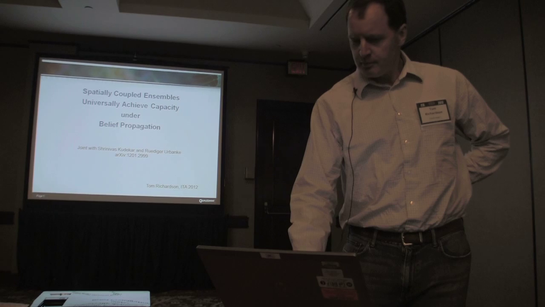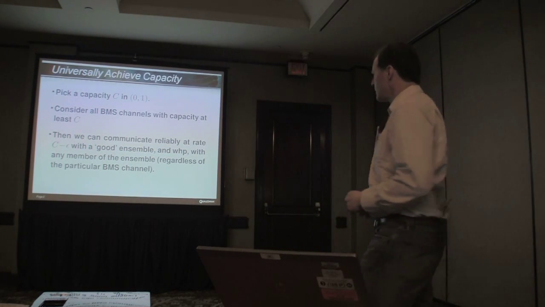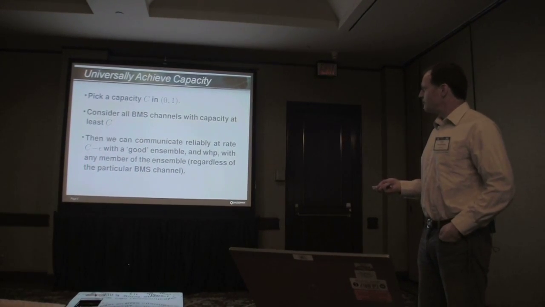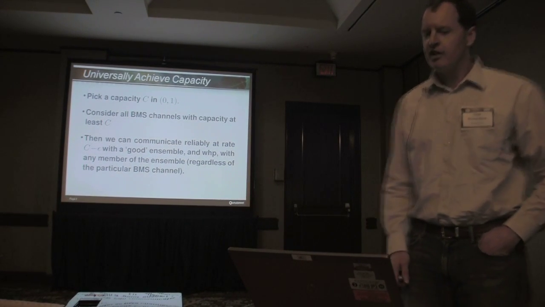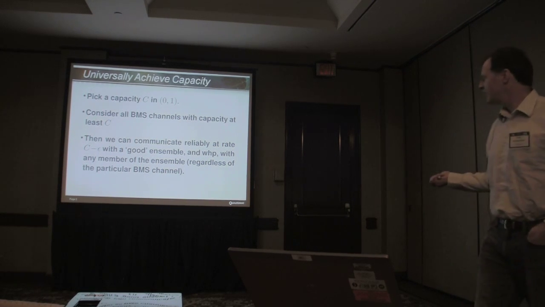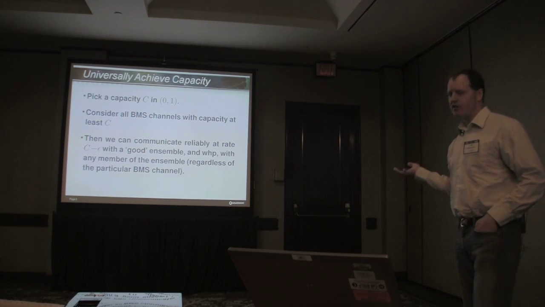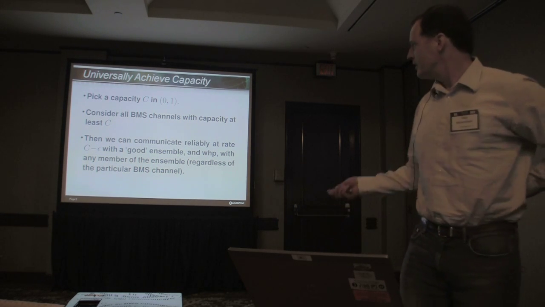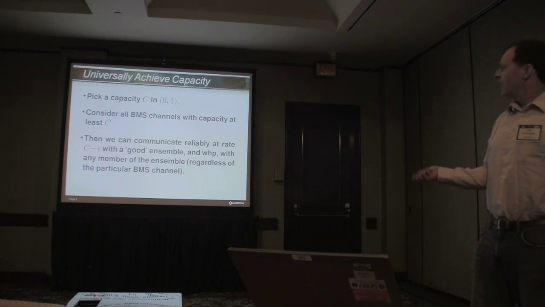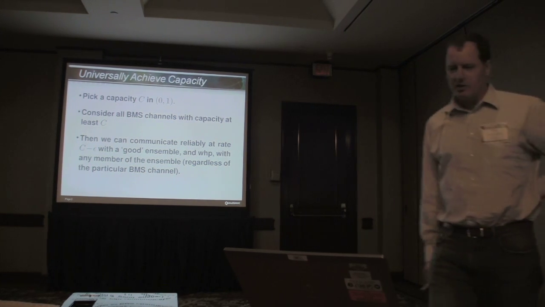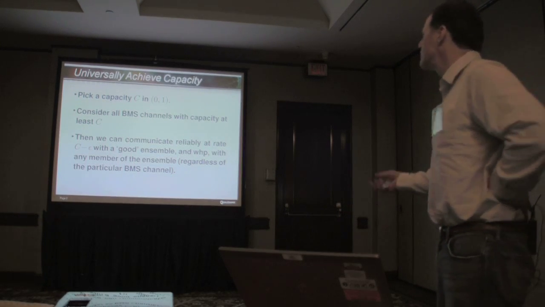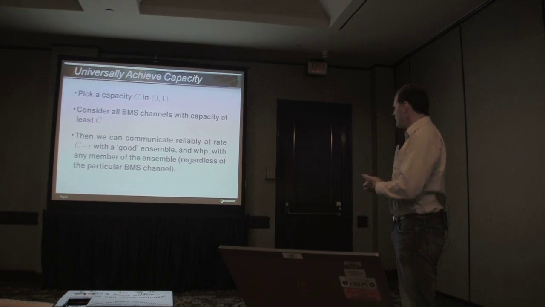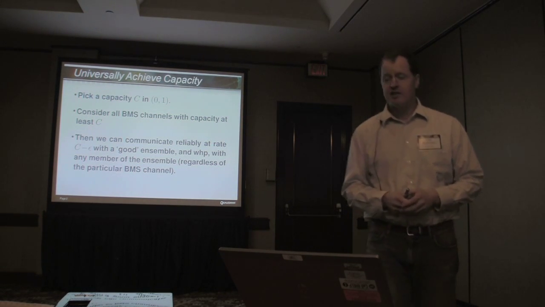Okay, so let me first just state exactly what the result is, just to be clear. By universally, we really mean binary memoryless channels. So we're looking at binary codes. And essentially, the statement will go something like this. If you pick a capacity C between 0 and 1 and consider all binary memoryless channels with capacity at least C, then we can communicate reliably with these spatially coupled ensembles within epsilon. And with high probability, if you pick a member of the ensemble, you can get to within epsilon. And the nice thing about this is that it's true for all channels simultaneously.